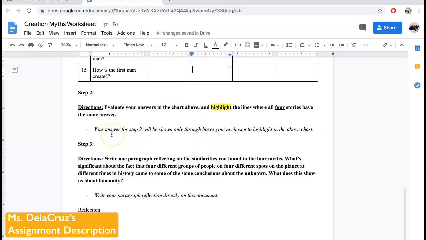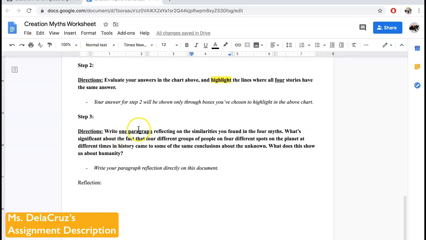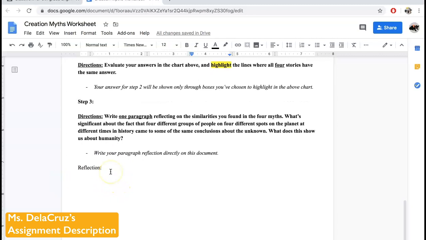And step 3 for this worksheet is you're going to write 1 paragraph reflecting on the similarities you found in the 4 myths. What's significant about the fact that 4 different groups of people on 4 different spots on the planet at different times in history came to some of the same conclusions about the unknown? What does this show us about humanity? Again, you're going to write a paragraph reflection directly on this document. Please make sure your paragraph reflection is at least 4 sentences long.